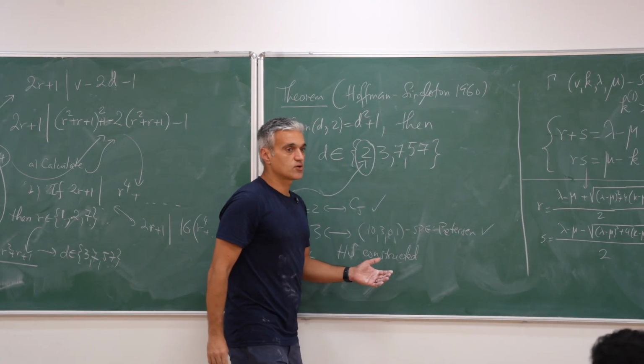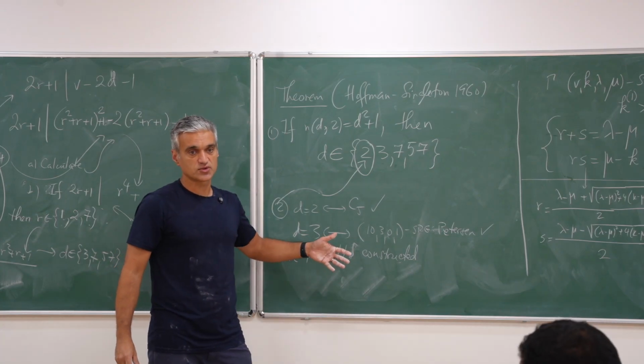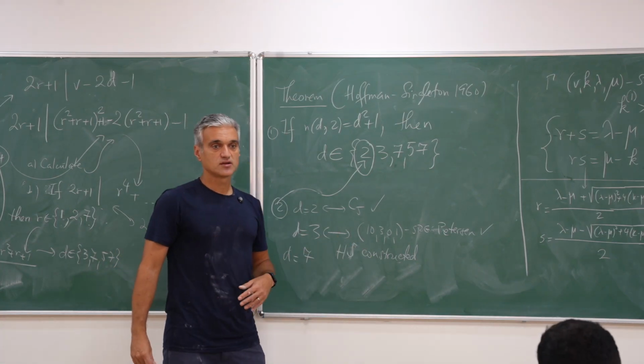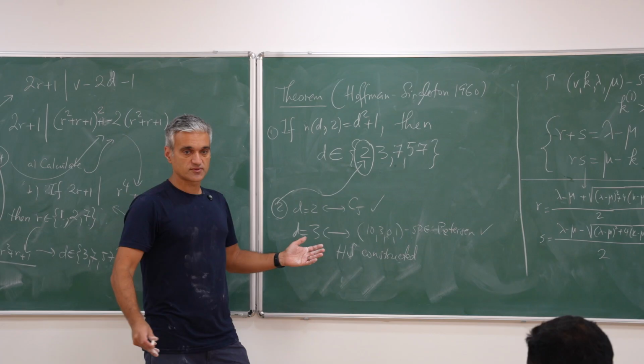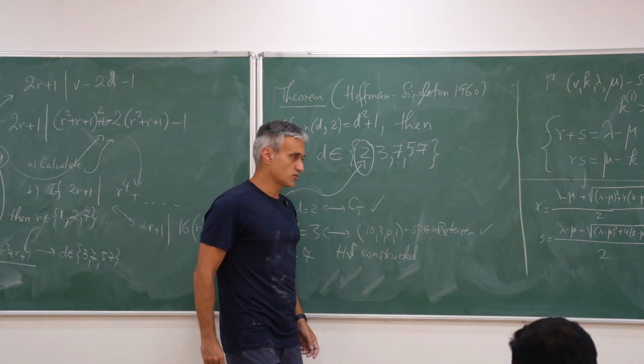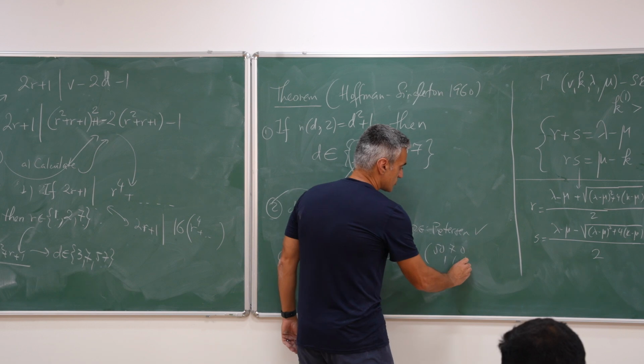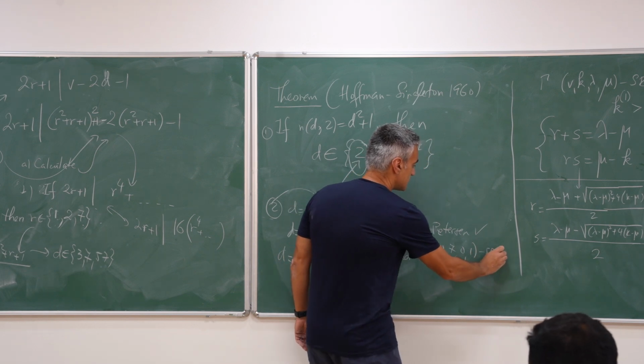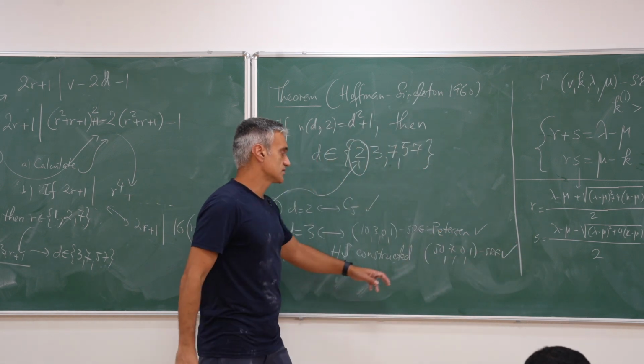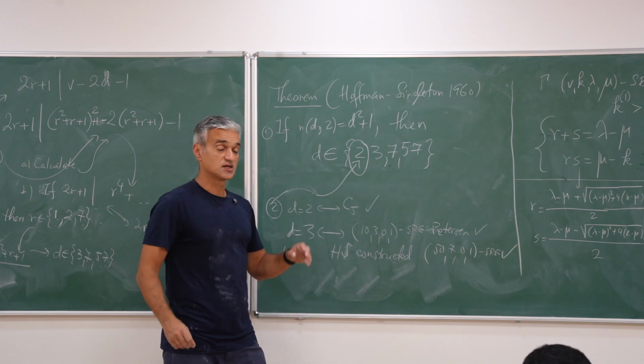And they didn't call it that. This is a graph that is now called the Hoffman-Singleton graph. They didn't call it that, they called it the graph G. Now it's called the Hoffman-Singleton graph. And now this is (57, 2, 0, 1): a 7-regular graph on 50 vertices.